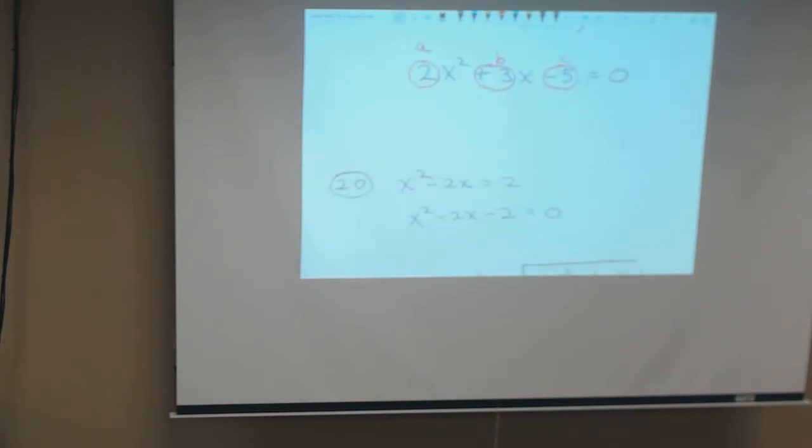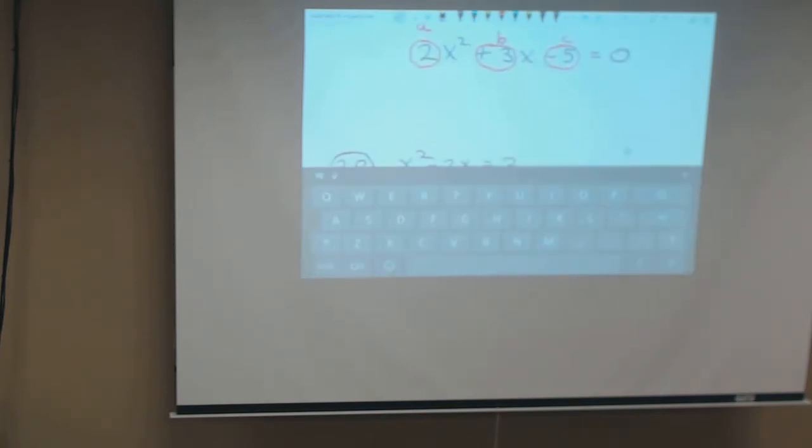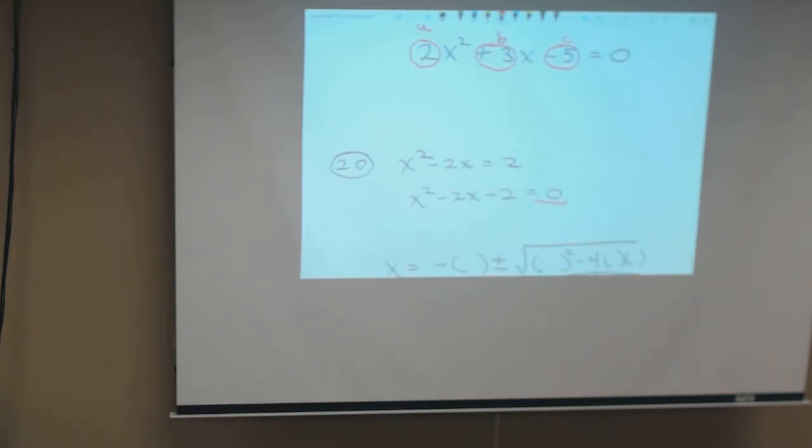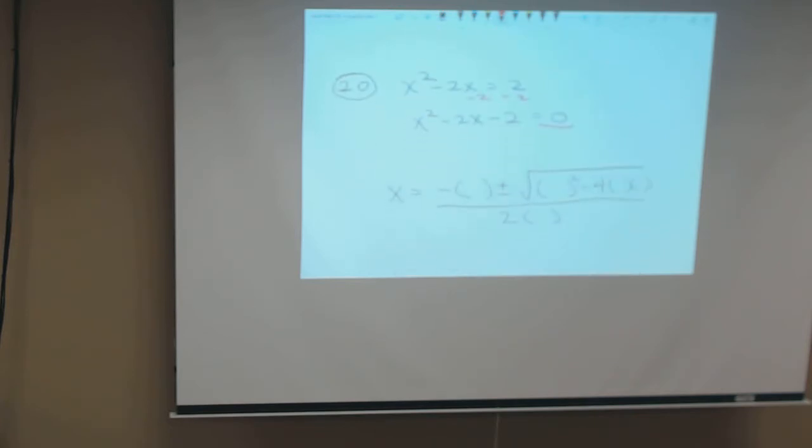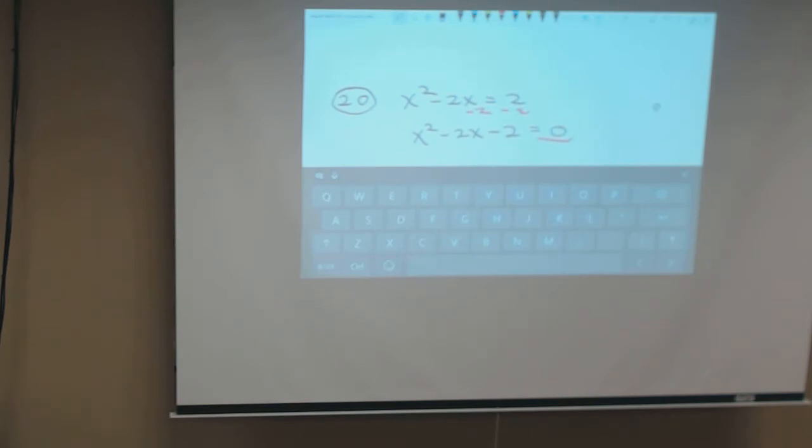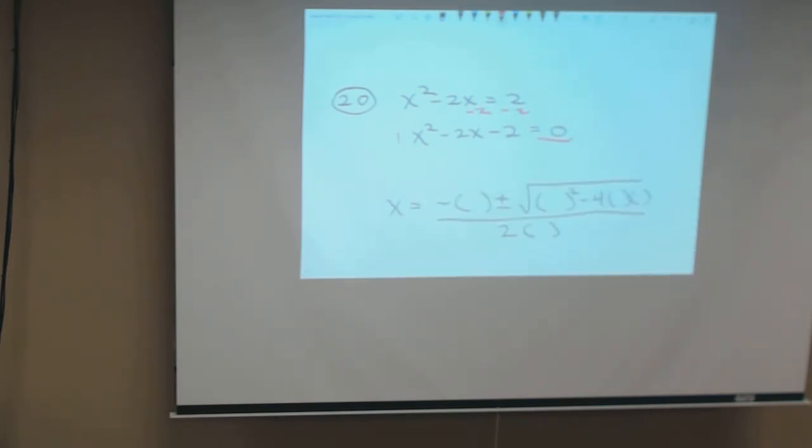Number 20, same thing, except now I have to set it first. I have to get it equal to 0. So that means I subtract 2 from both sides. And now, oh, I didn't do it here. Okay, so watch what happens. This is A, this is B, and this is C. And fill it in and do the math.